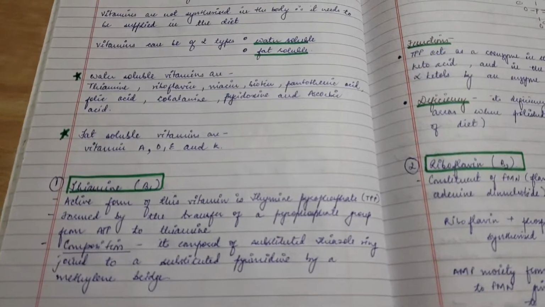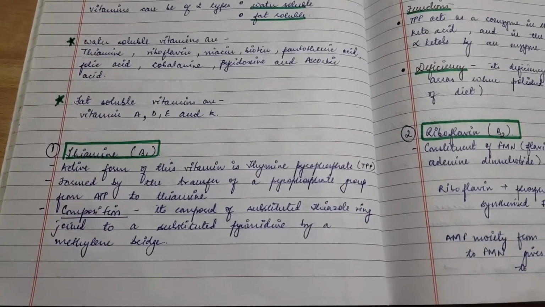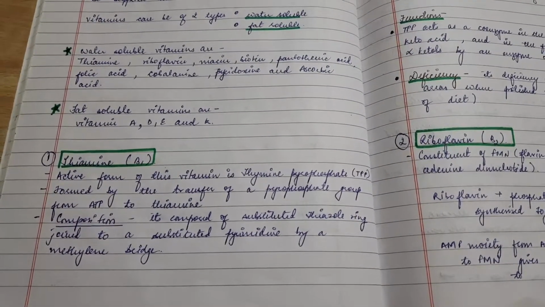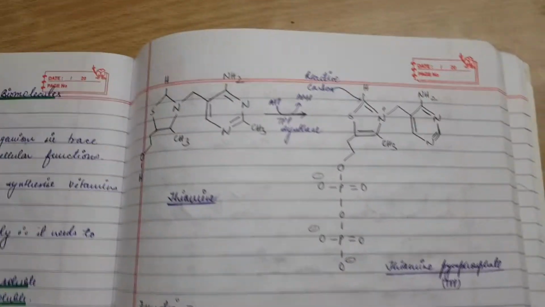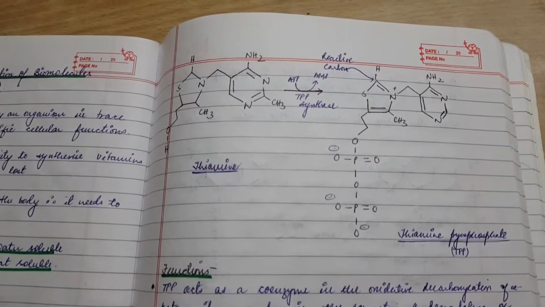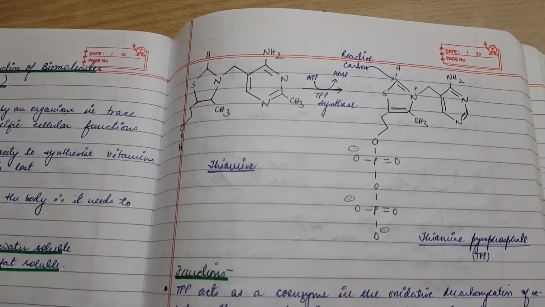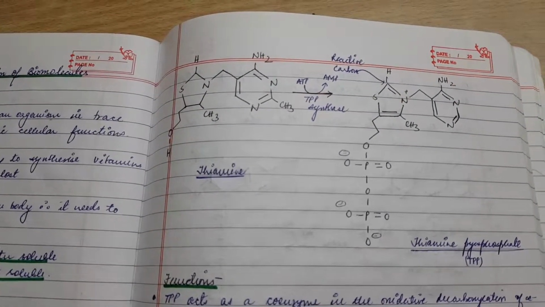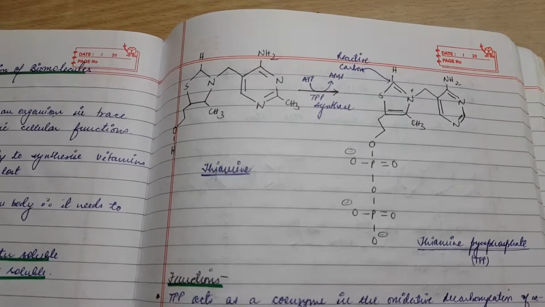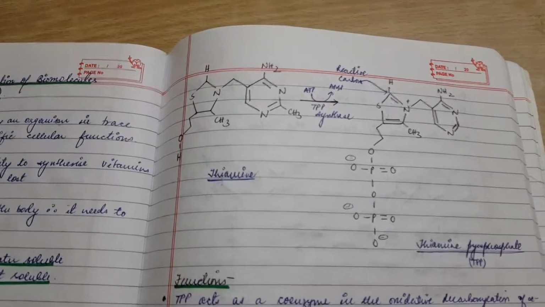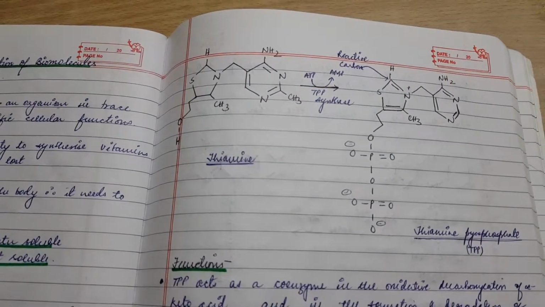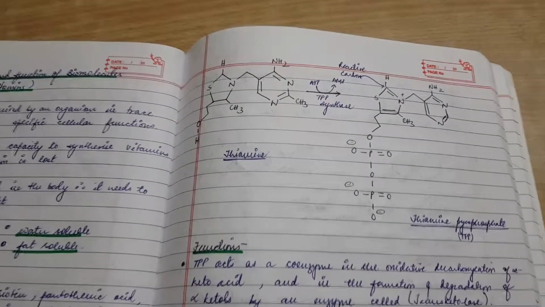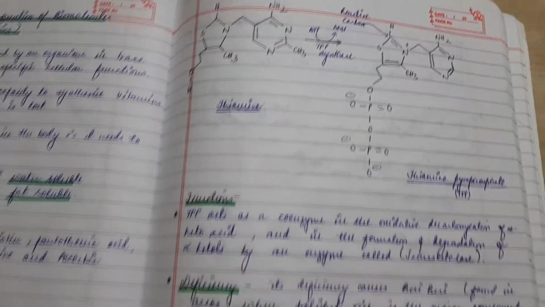And how is it composed? It is composed of a substituted thiazole ring joined to a substituted pyrimidine by a methylene bridge. You can see here, this is the methylene bridge, and thiamine forms TPP, which is the active form. Thiamine is always in the inactive form. The pyrophosphate group is being transferred from ATP, and this is how TPP is formed.